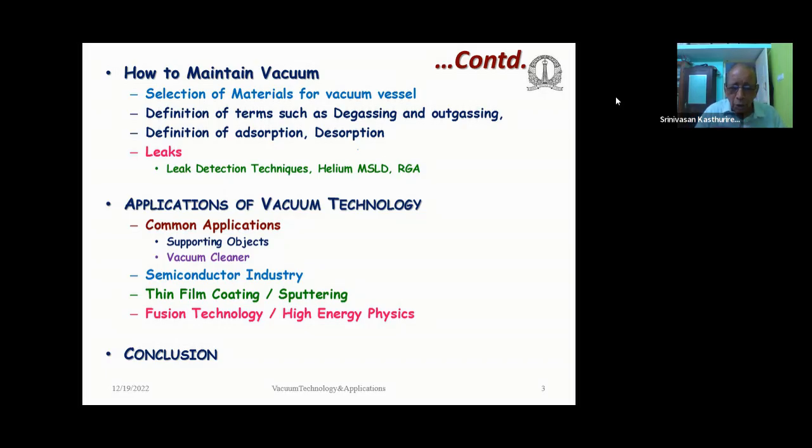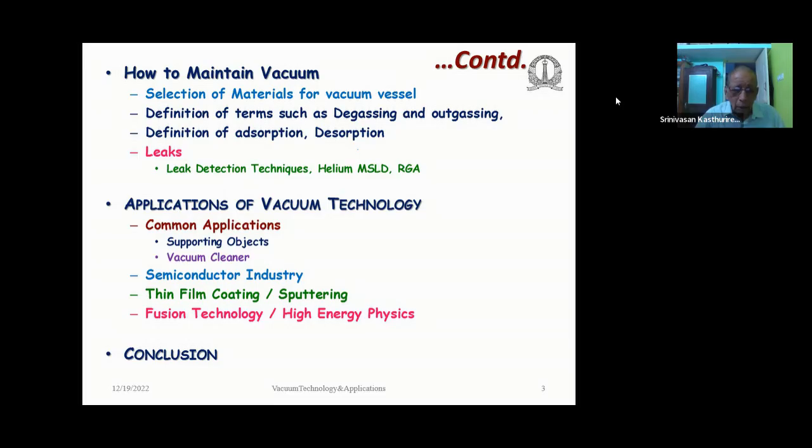Then to destroy the vacuum, normally you have leaks. That means the gas, which is the atmospheric air outside, gradually enters through the leaks and goes into the vacuum vessel. So what are the different types of leaks that are present? And then how does one detect the leak? Okay, there are basically two methods. One is the helium mass spectrometer leak detector, which is called helium MSLD. And then residual gas analyzer, which is also one of the techniques for measurement of leak rates, if it is tuned to a particular mass number.